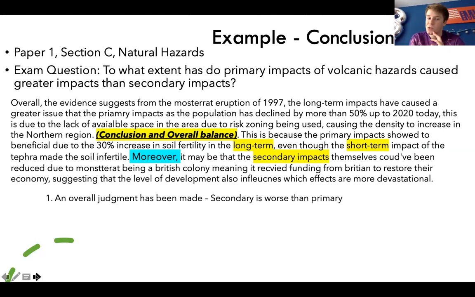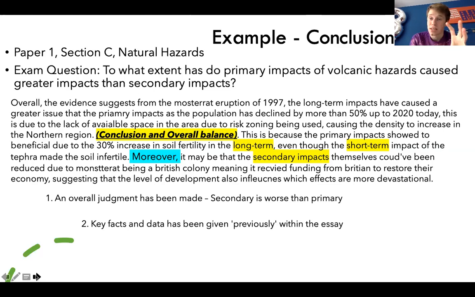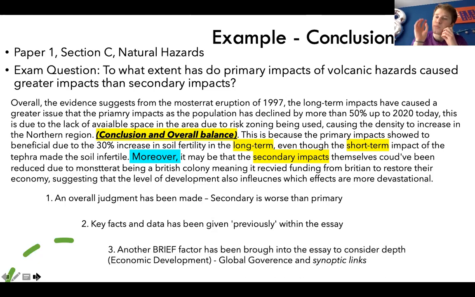Secondary is worse than primary. Key facts of data have been given previously, as if I'd written the essay myself before. So I've given a 50% decline in population. I've given you dates, 1997, and a 30% increase in soil fertility. And then I've given another brief factor when I discuss economic development due to it being a British colony.